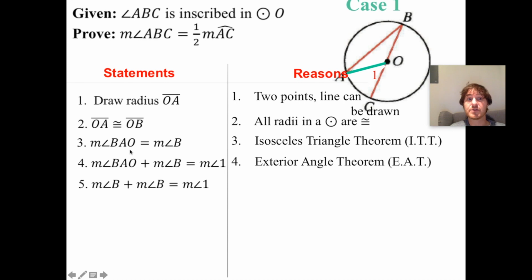We can take this. It equals the measure of angle B, right? And replace the measure of angle B with the measure of angle B. That's called the substitution property of equality. So we can put that in there, and that's good because it looks like 2 times the measure of angle B equals the measure of angle 1. That means this times 2 equals that.